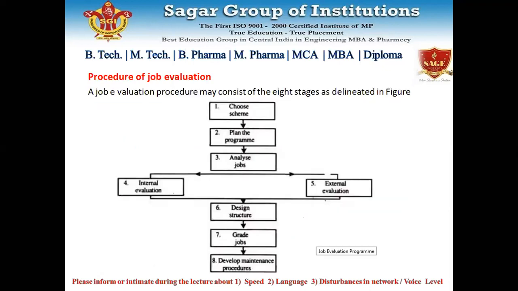Then we'll move to the procedure of job evaluation. Now, this procedure of job evaluation, we have seen a glimpse of in the last lecture itself. It has 8 points to discuss. First one is choose the scheme, then plan the program, then analyze the jobs. Analysis comes from internal and external evaluation. Then go to the design structure. Then seventh one is grade the jobs, and finally develop and maintain the procedures applied.